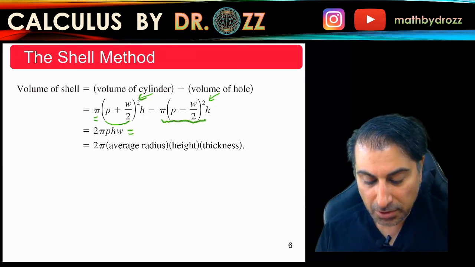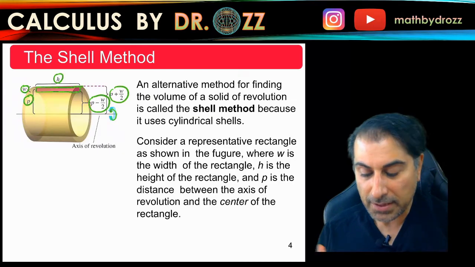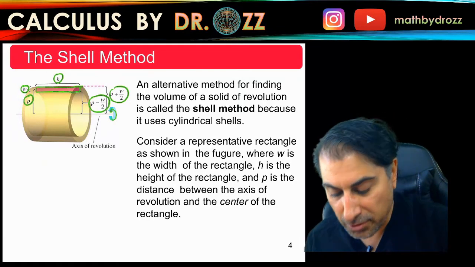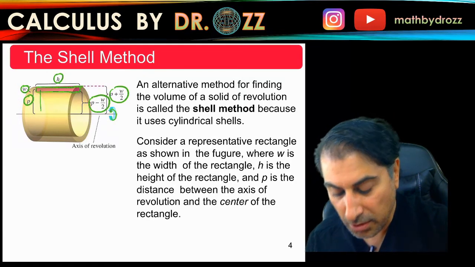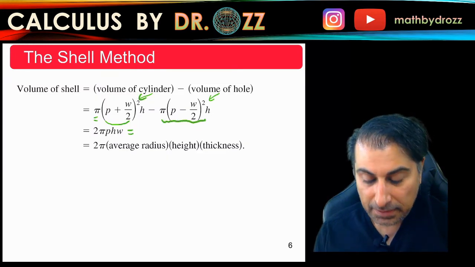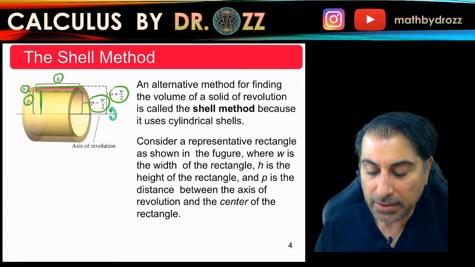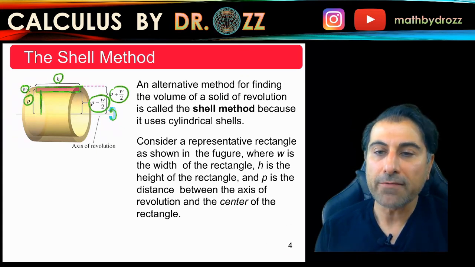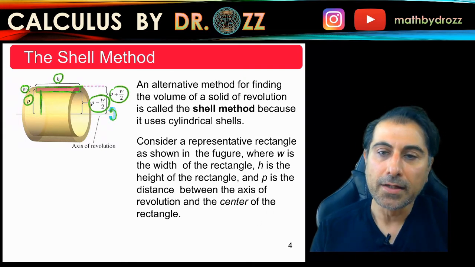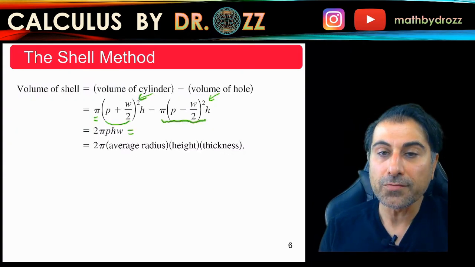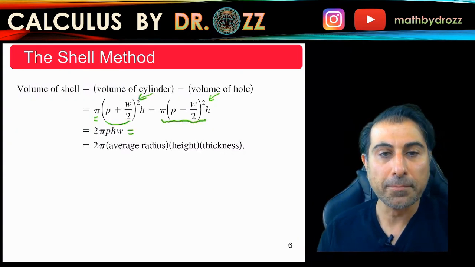So going back to here, 2 pi times the average radius, that's p, right? The average radius is just p from here to here. And then what else do we have? Height and thickness, right? Height is h and thickness is w. So essentially 2 pi times the average radius, which is like the circumference, times the width and times the height gives us the volume of that representative shell.